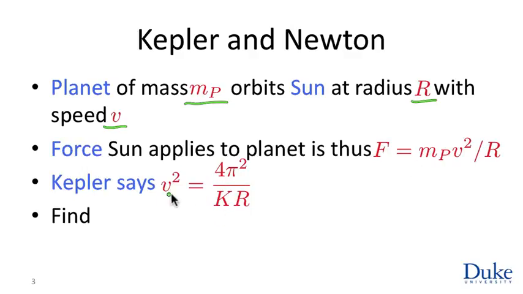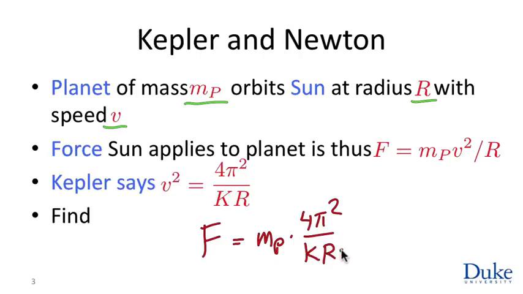So I can put this expression into that, and I can find F is equal to the mass of the planet times the square of its velocity, 4 pi squared over kr, divided by the radius of its orbit. Or, rearranging things a moment, 4 pi squared divided by k times the mass of the planet divided by r squared. Why is this a way to write it?